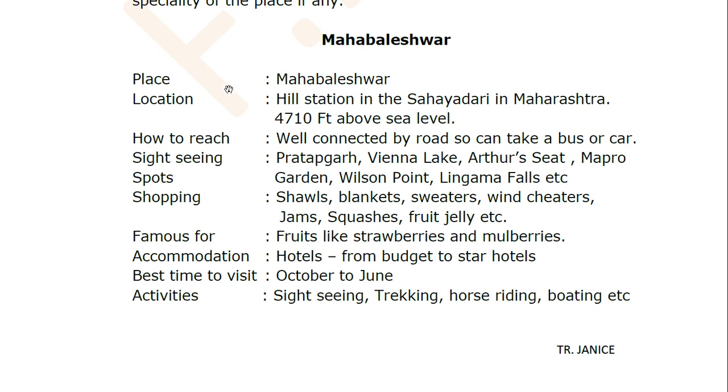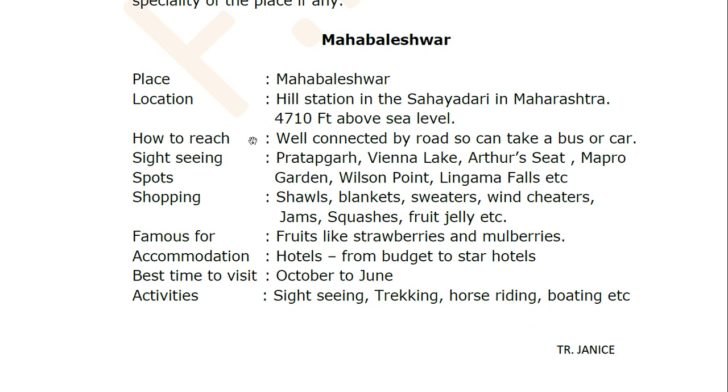Place, Mahabaleshwar. Location, hill station in the Sahyadri in Maharashtra, 4,710 feet above sea level. FT is a short form of feet. Now here, supposing you don't know, but you know it's a hill station. You don't know the other information. You don't know this, don't write. Just write it's a hill station in the Sahyadri in Maharashtra. If you don't know it's in the Sahyadri, also write a hill station in Maharashtra. Understood? That's how you're supposed to write. If you don't know the information, don't write wrong.